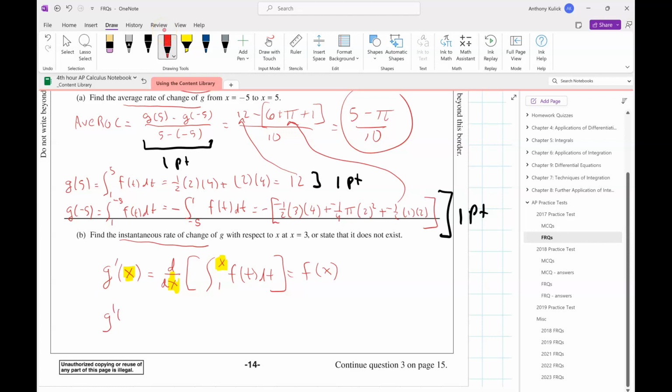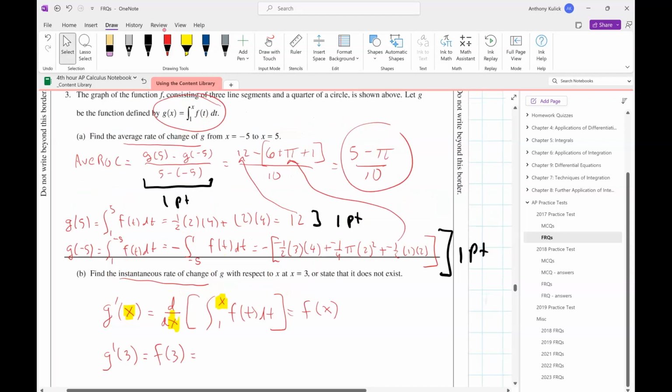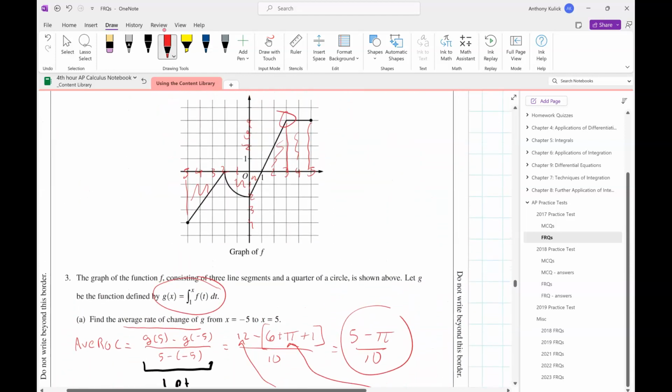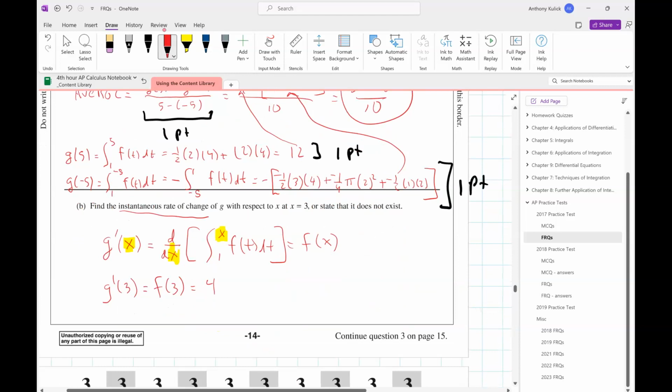So now we want g prime of 3. Well, that's just going to be f of 3. I go to my graph. What's that? 4. Right? That was just 1 point if you got the answer. But it's an easy one, right? You just had to recognize derivatives cancel integrals, and then I'm just looking for f of 3. You could have probably just written the number 4 down with doing nothing, and they probably would have given you the point.